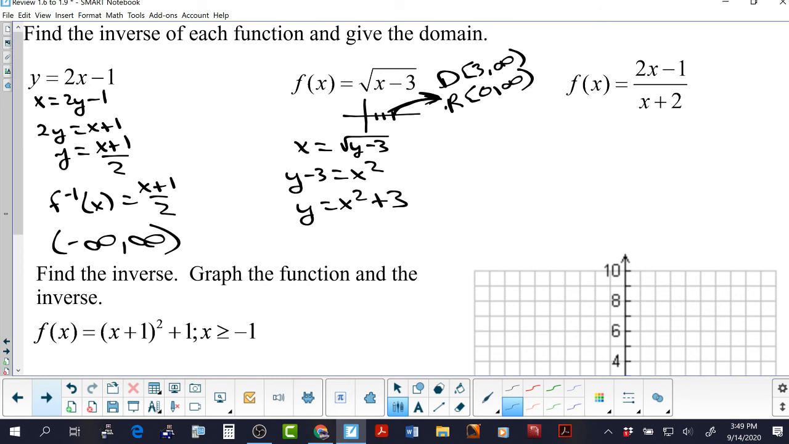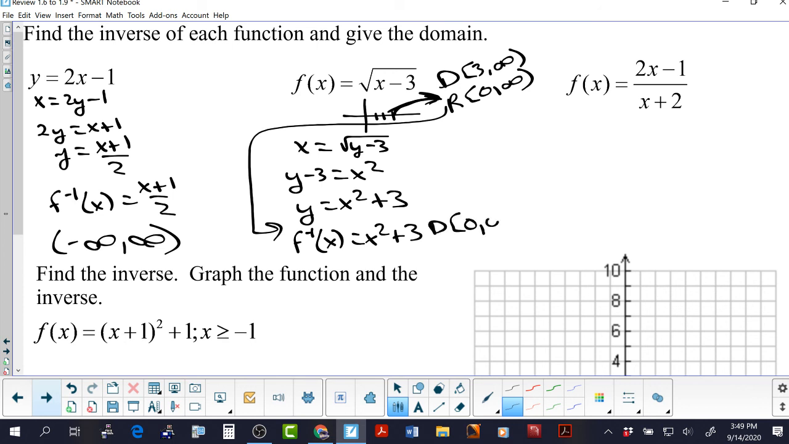So the domain of the inverse, and I got to write inverse here, inherits the range of the original function. So the domain for this has to be 0 to infinity. So if you're only graphing half a parabola here, the inverse can only be half a parabola.